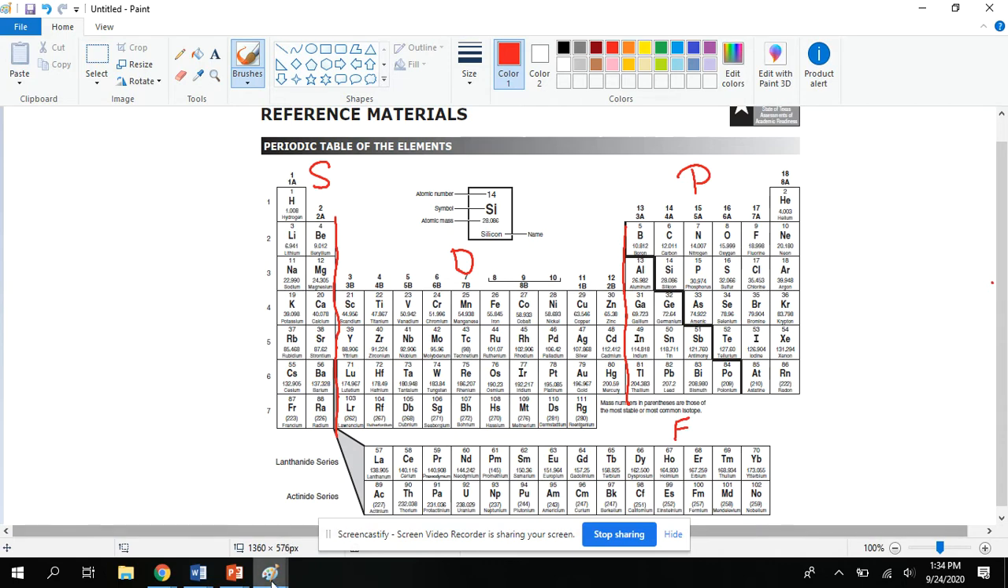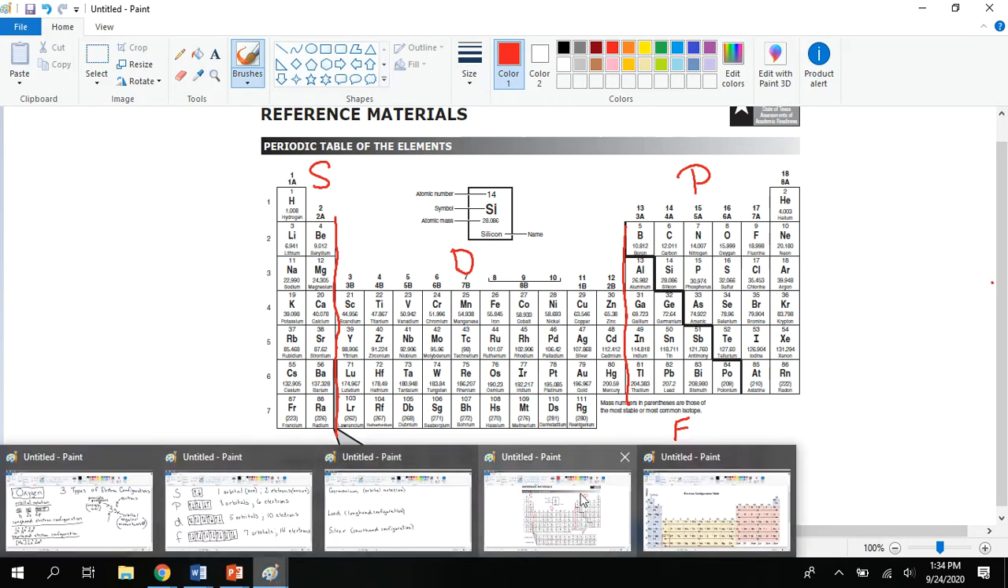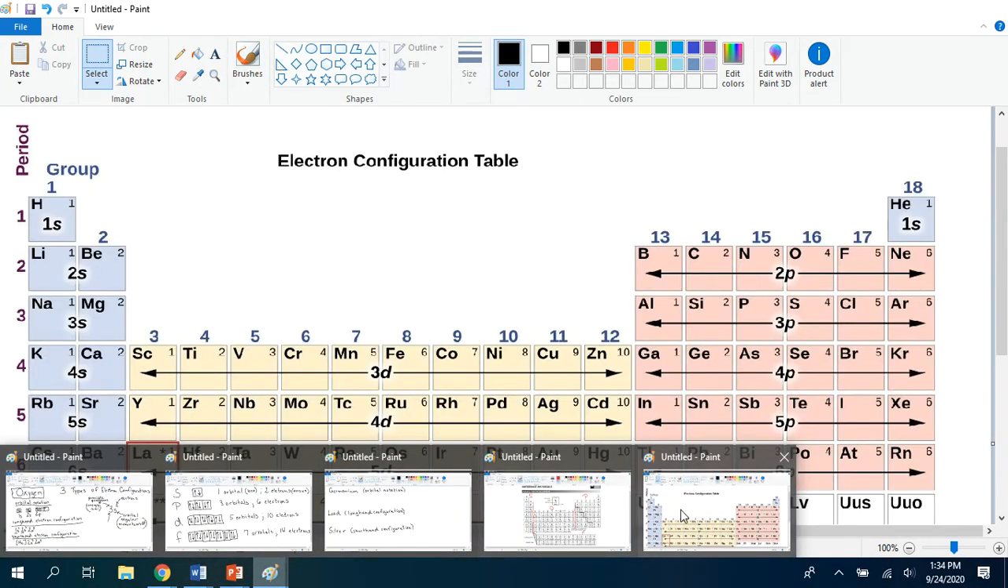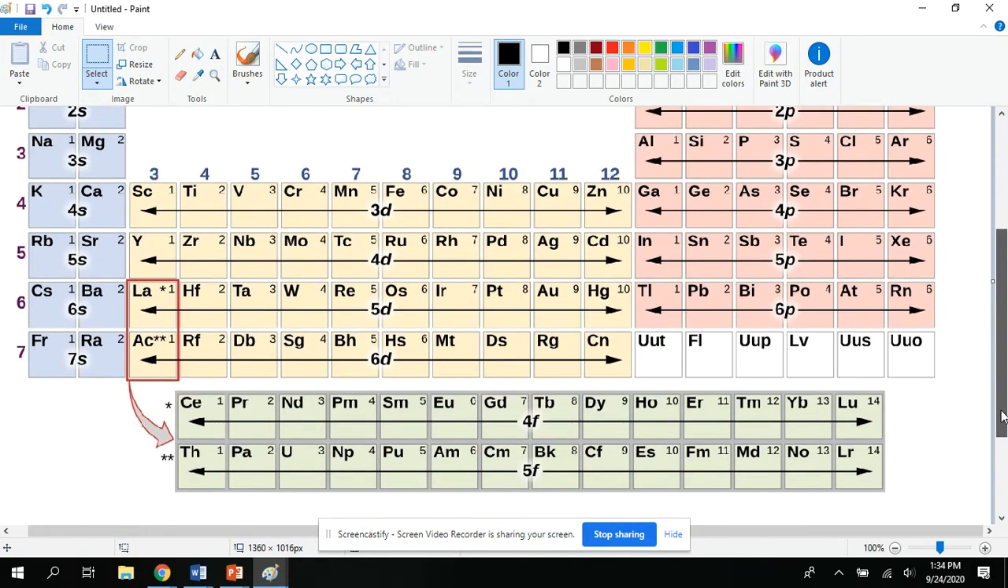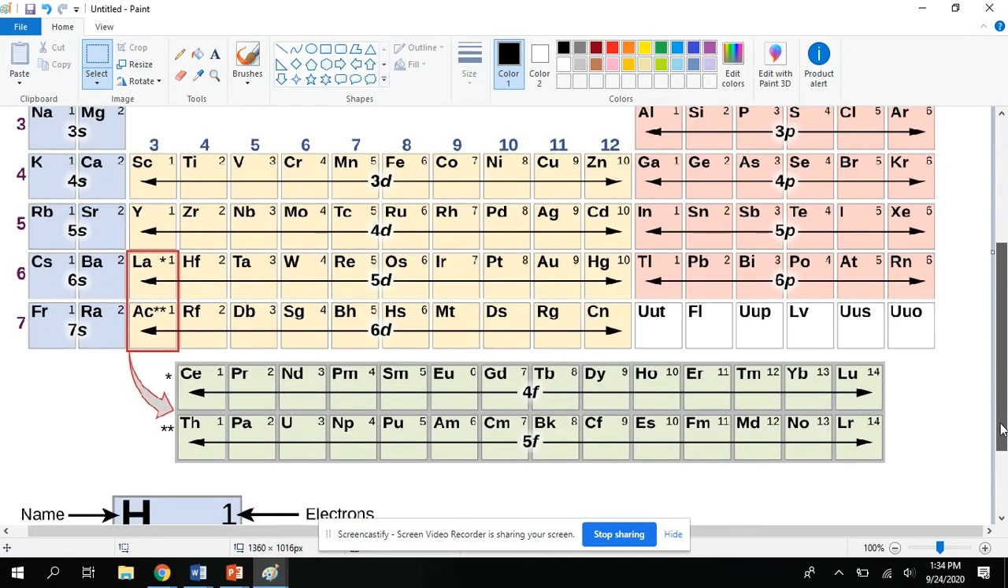I actually have another one, and I will go back and forth between both of these several times, whichever one helps you the most. This one is labeled in a little more detail with all the different sublevels. I know you can't see the F, so I'll scroll down. There are your F's.